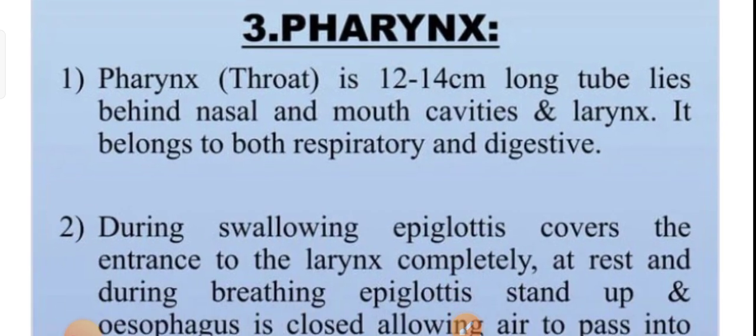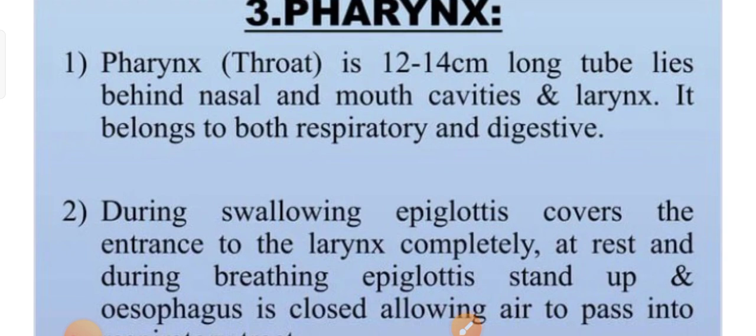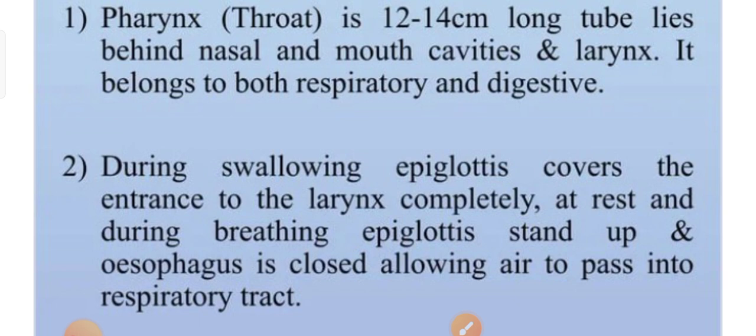Next part is the pharynx. It is located at the throat. It is 12 to 14 centimeters long. The tube lies behind the nasal and mouth cavities and larynx. It belongs to both the respiratory and digestive systems. During swallowing, the epiglottis covers the entrance to the larynx completely. At rest and during breathing, the epiglottis stands up and the esophagus is closed, allowing air to pass into the respiratory tract.